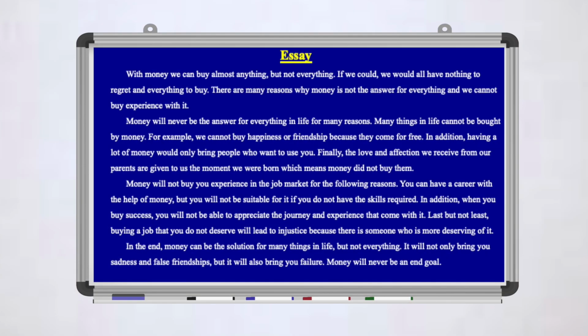This is how your essay should look like. 4 separate paragraphs, and you did not forget any part of the essay. Now, let's check the writing rubrics.